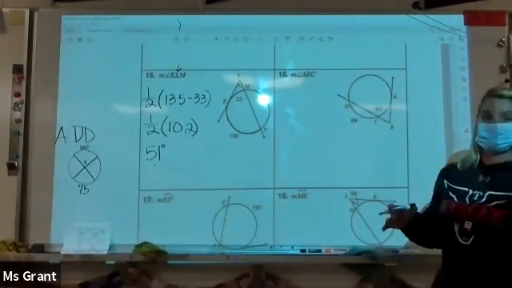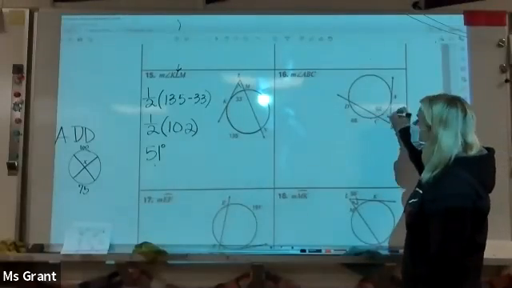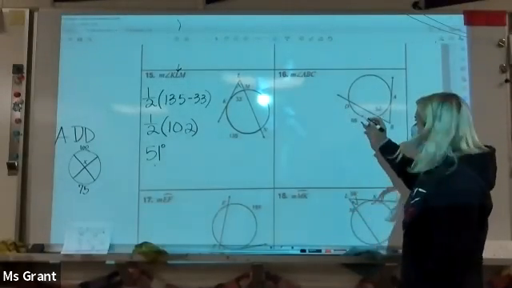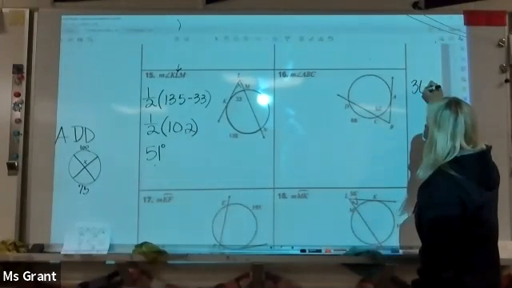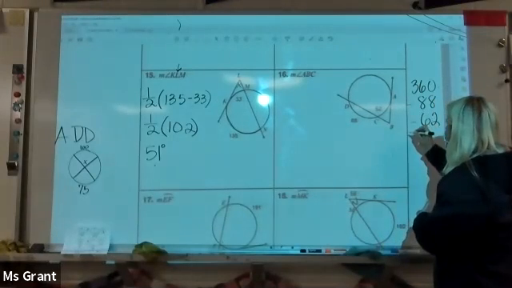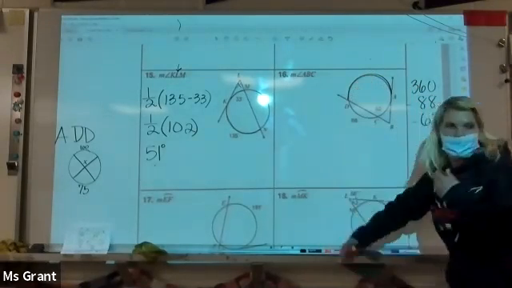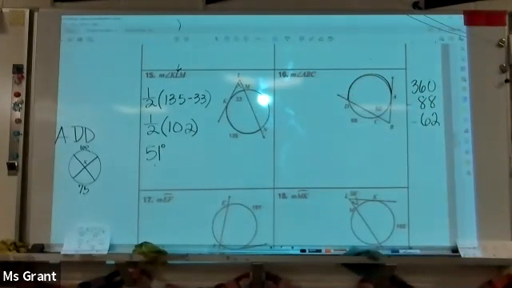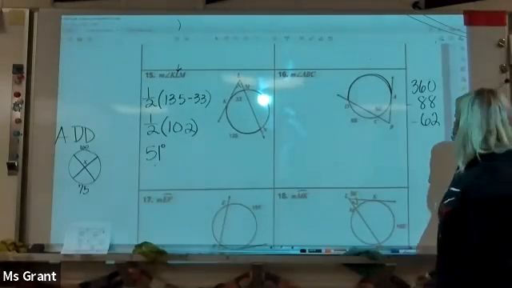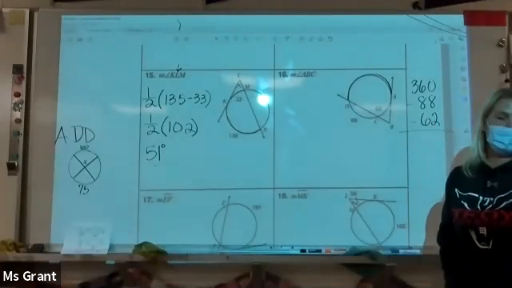The only thing is sometimes you need to do a little bit of extra. Look at 16. A whole circle is 360 degrees. I have 88 taken care of, minus 88, and minus the 62. What's this missing black arc there? Because that's the subtraction problem I need. Because I can't do my angle B unless I know the black arc.